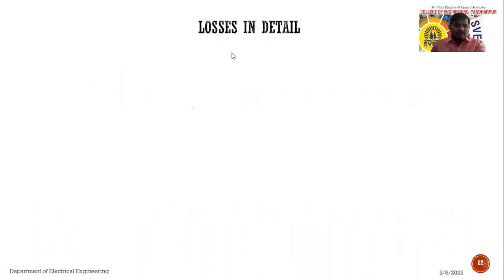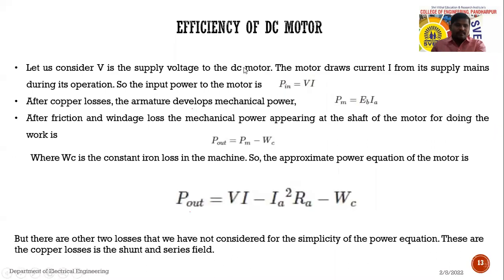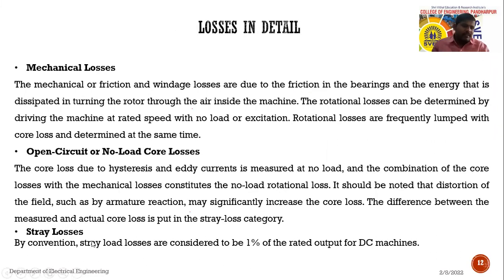Now see the stray losses. In case of stray losses, generally we can consider the stray losses to be 1% of the output of the DC machine or DC generator. In the case of DC generator, we have already discussed that. By convention, stray load loss is considered to be 1% of the rated output for the DC machine. DC machine जे काय rated output असेल त्याच्या 1% losses हे stray losses we are considering.